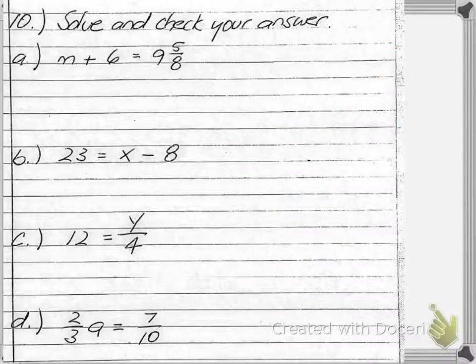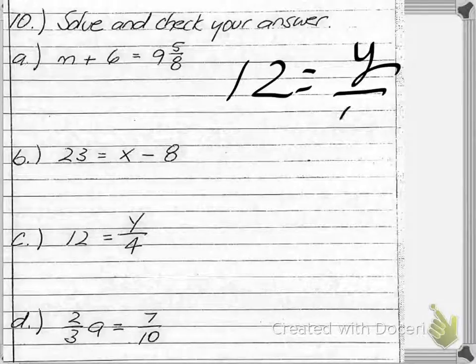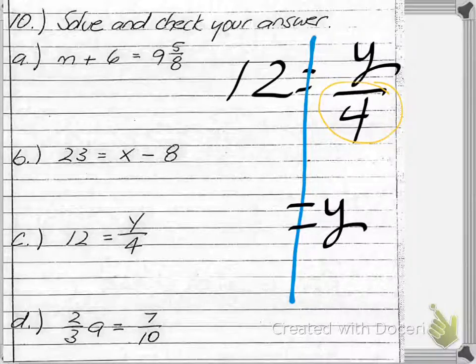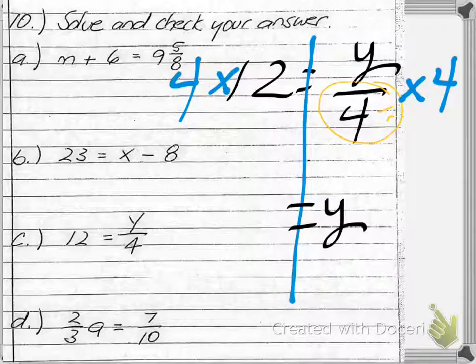Okay. For our next one, we have 12 equals y over 4. Draw our line. Our goal is still to get y by itself, so we have to get rid of the over 4. And a fraction is a division problem, so this really means it's division. So the way we get rid of division is by multiplying. So we put a times 4 there. We have to put a times 4 on the other side to keep it equal, so it's an equation.